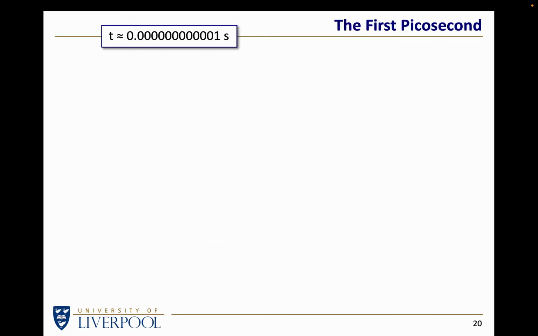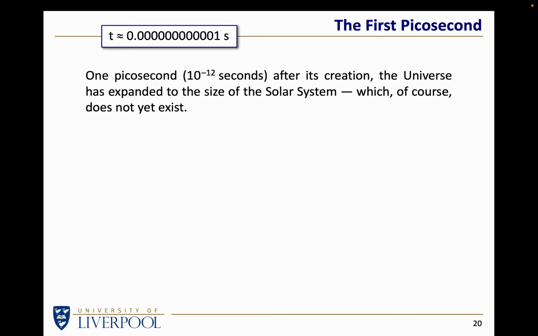We're now going forward 1 picosecond after the Big Bang. 1 picosecond after the universe's creation, the golf ball has now expanded until it's about the size of the solar system. Yes, I know the solar system doesn't exist yet, but just to give you an idea of scale. We've gone from something the size of a golf ball to the size of the solar system, but it's only taken us that tiny fraction of a second. So clearly the universe has been expanding much, much faster than the speed of light. That's perfectly okay. It's allowed to do that if it wants to.